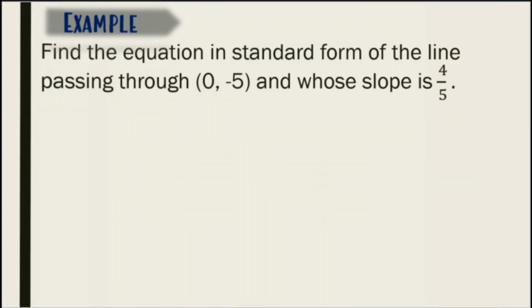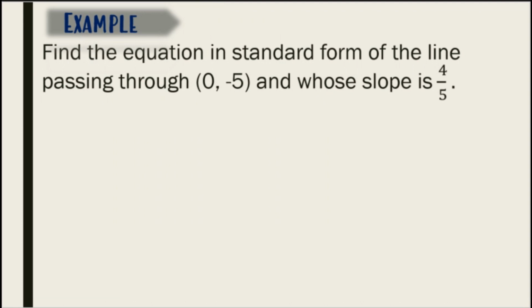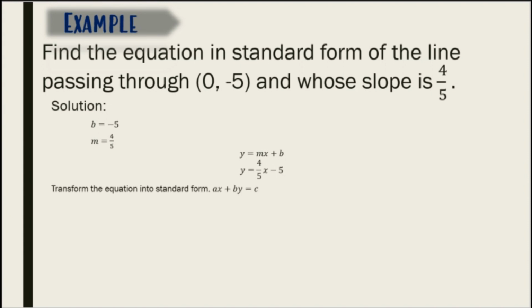Let's have another example. Find the equation in standard form of the line passing through point (0, -5) and whose slope is 4/5. For this example, substitute the given values. We have y equals 4/5x minus 5. But what we need is an equation written in standard form. So we have to transform the equation into standard form.